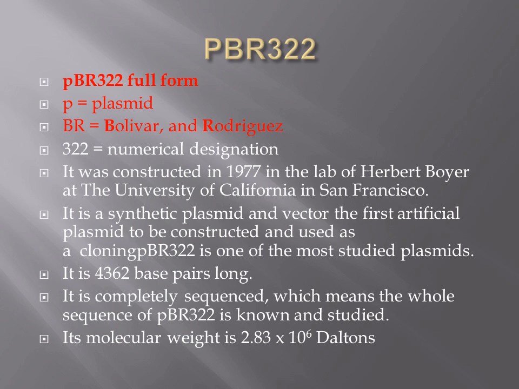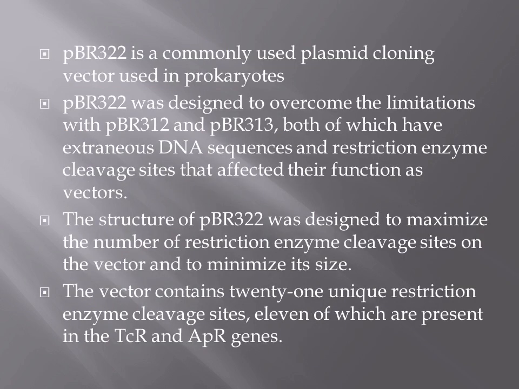It contains 4,364 base pairs. It is completely sequenced, which means the whole sequence of pBR322 is known and already studied. It has a molecular weight of 2.83 x 10^6 Daltons. It is a commonly used plasmid cloning vector in prokaryotes.